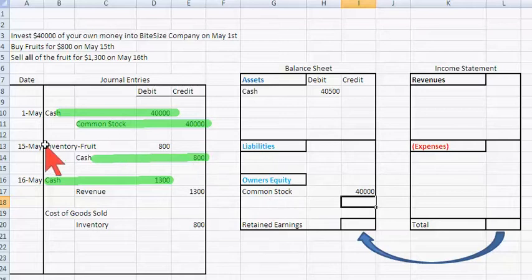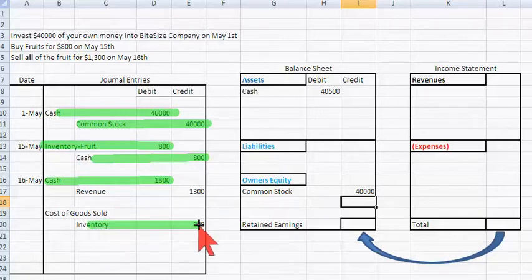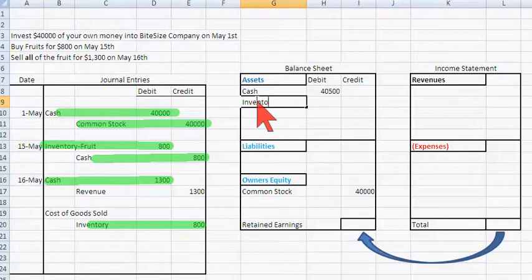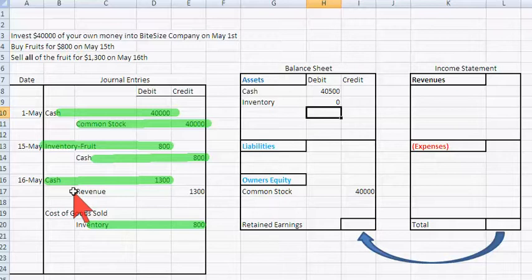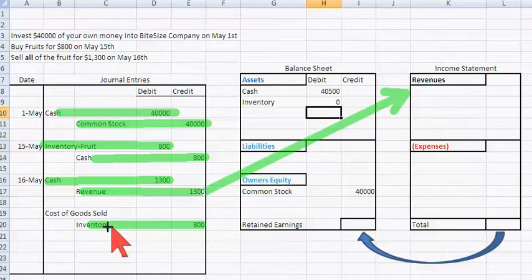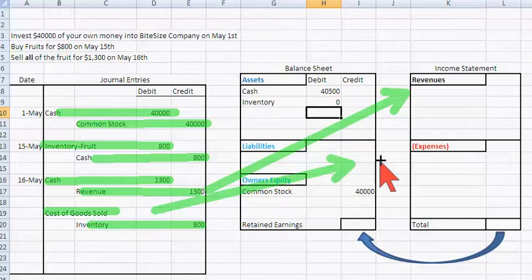Now we have inventory of fruit, $800 debit, and then when we sell it the next day, we get rid of it, $800. So inventory is 0. We don't have any fruit left. Okay, now the last two are expense accounts. Income statement accounts. So revenue will go up here, and the cost of that revenue will go down here.